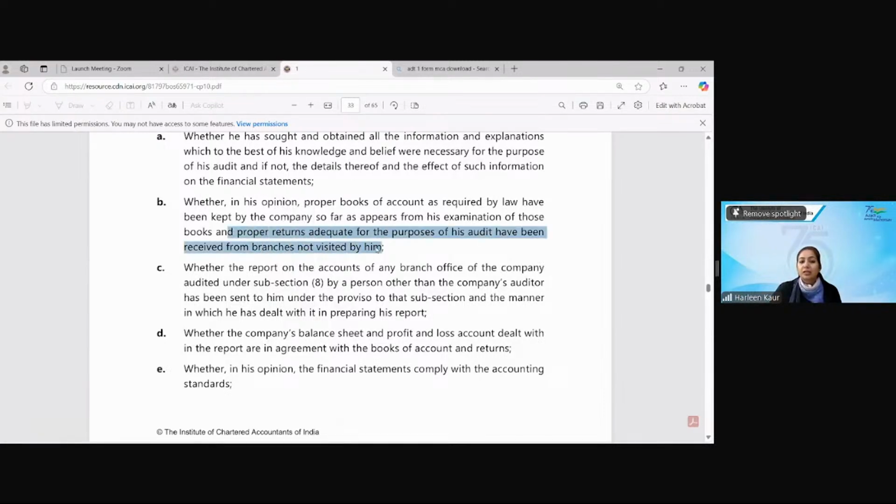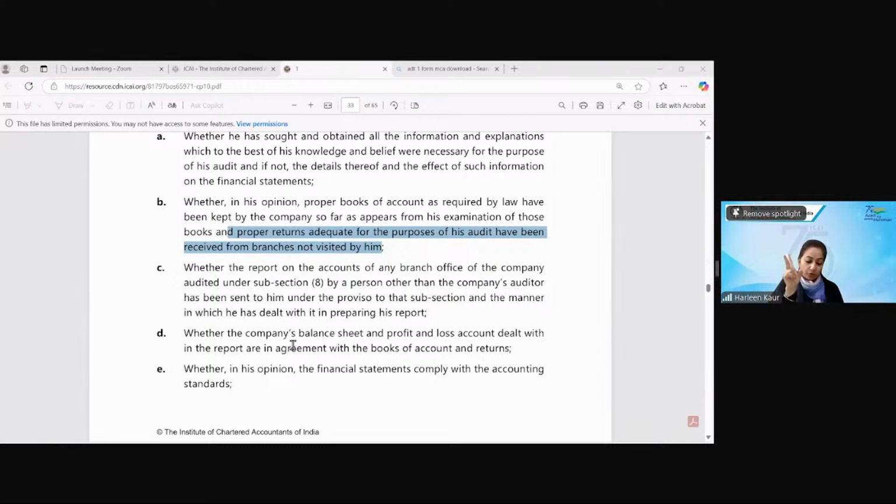Proper returns received for the branches not visited. So you have checked the books of accounts in the Chandigarh office, and there is a branch in Delhi. It was not feasible for you to go to the Delhi office, but whatever information you wanted, you have asked the branch office to send you. You have to see that the periodic returns you are receiving from those branches have been properly checked, even if not visited, and that whatever information was required has been given to you from the branches also.